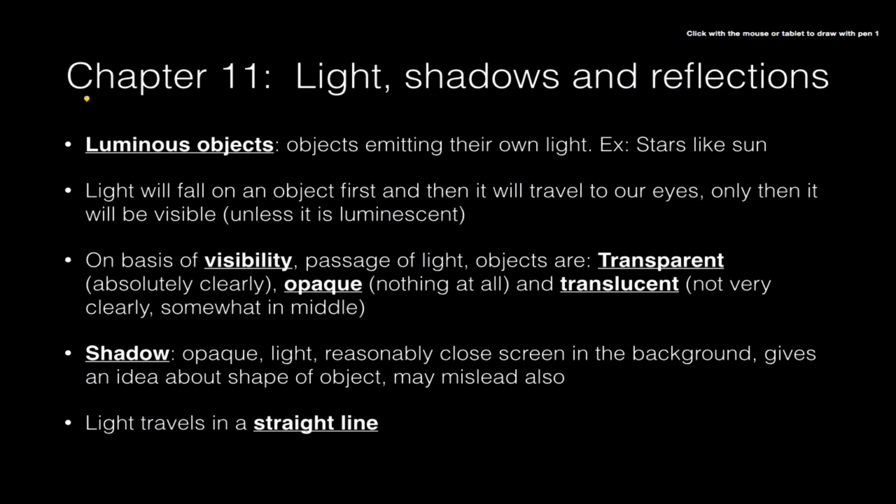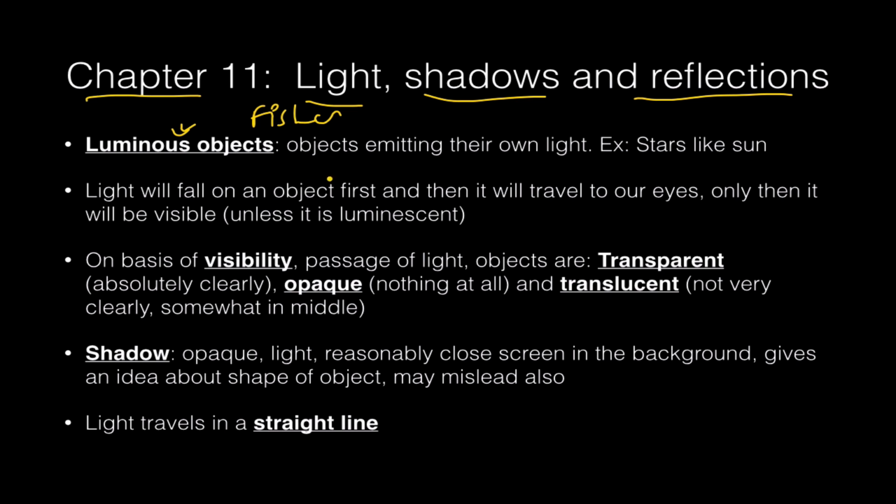Now we have chapter 11, which deals with light, shadows and reflections. Very introductory chapter. So what is a luminous object? आपने जुगनू देखा होगा गाँव में. They light up on their own. There are various fishes which have heads, which have torch-like structures. So they are called luminous objects which light up on their own. So objects which are emitting their own light, for example stars like the sun, etc., are called luminous objects.